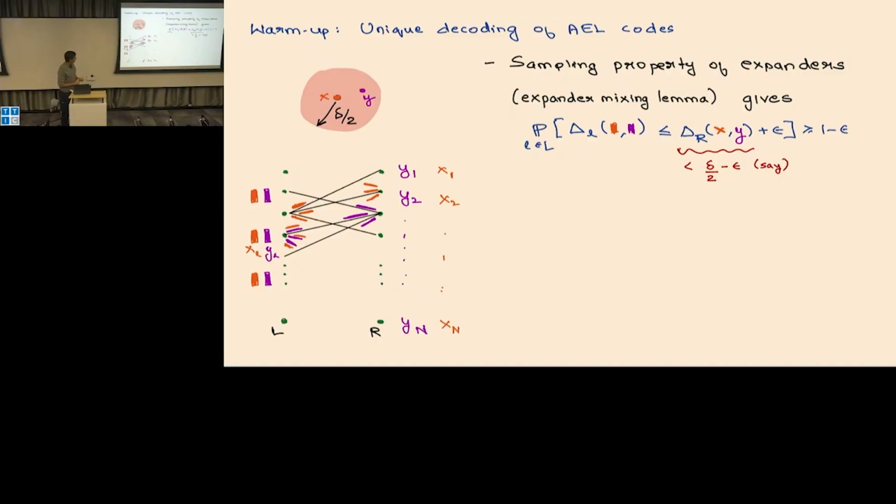And we want to output one unique codeword. So let's say we received X. There's one unique codeword Y, at most one, which is in the ball of radius delta over 2 around it, and our goal is to find Y. We know X.